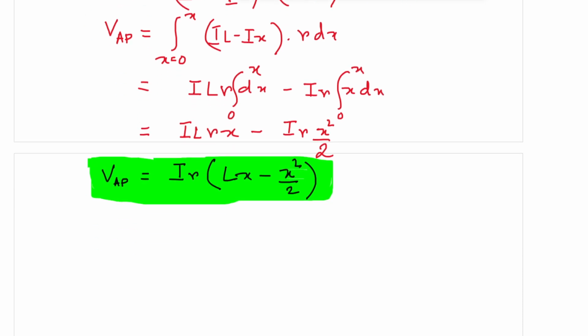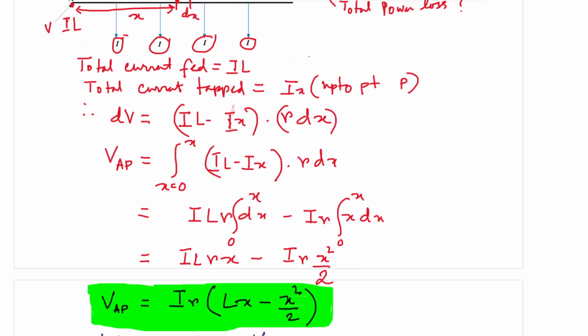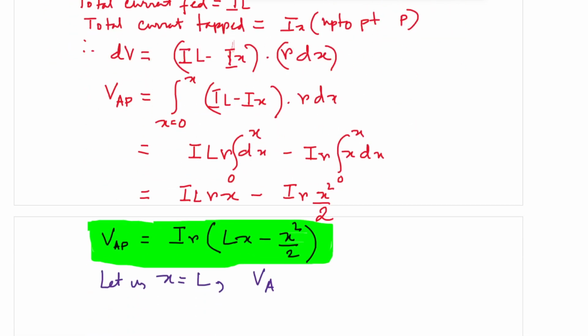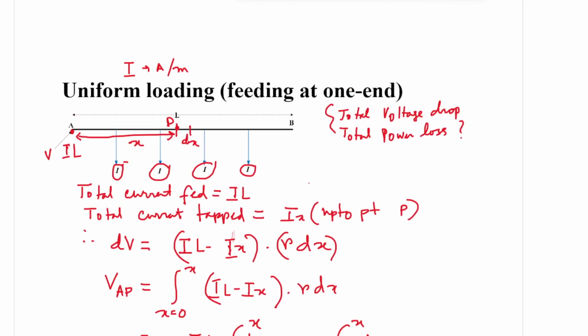Now let us put x equal to L. So we get VAP equal to VAB. X equal to L represents the entire length. So that is the potential drop for the entire length, which is AB.